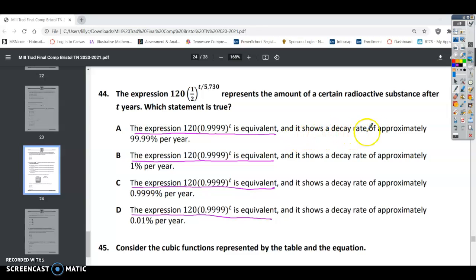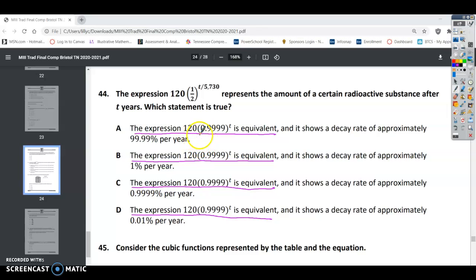It shows a decay rate of approximately 99.99%. This one shows a decay rate of 1%. This one shows a decay rate of 0.999%. And this one shows a decay rate of approximately 0.01%. So the only thing we have to do is look at this and say, what does this mean?